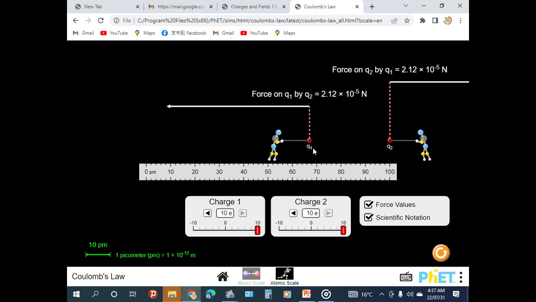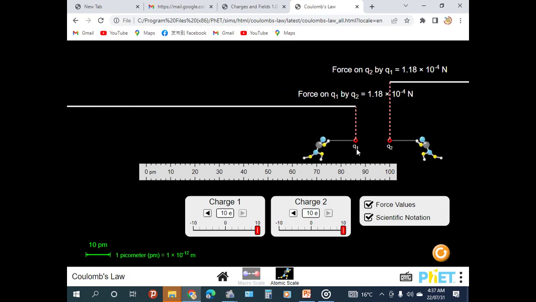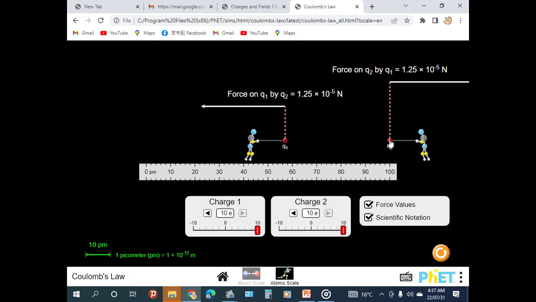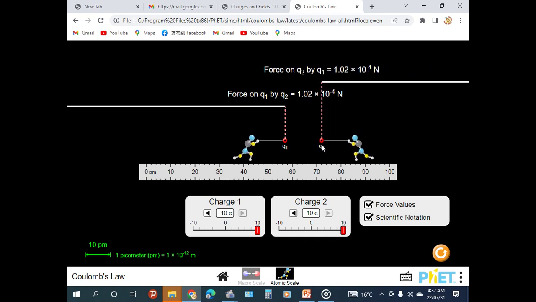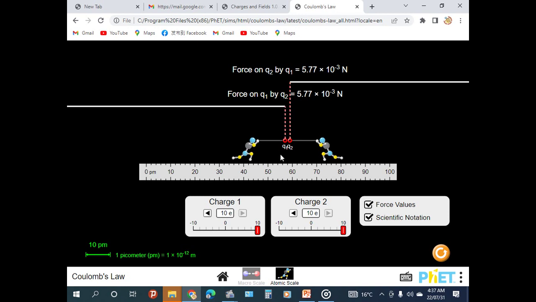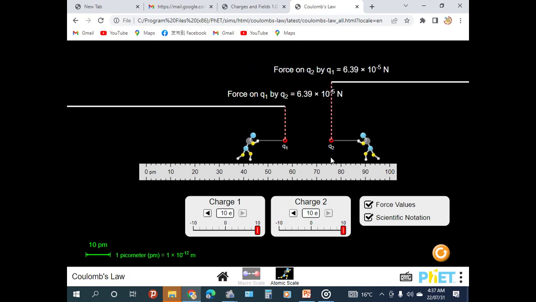This is the repulsive force. Here they repel each other, the force between Q1 and Q2 is repulsive. One charge repels the other charge. When the distance between them increases, the force relaxes.